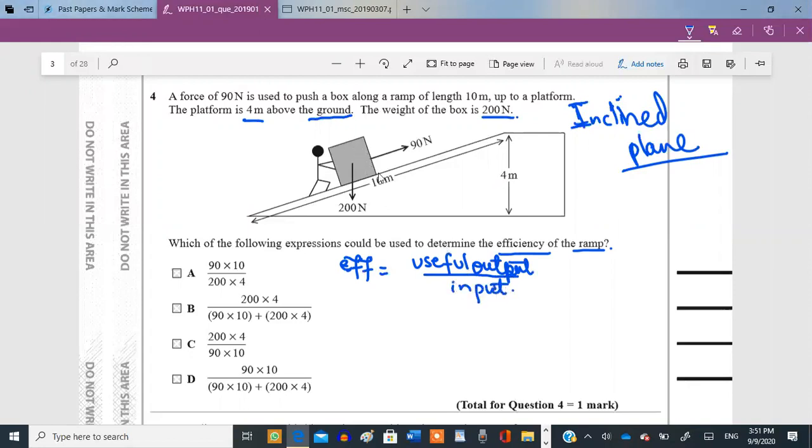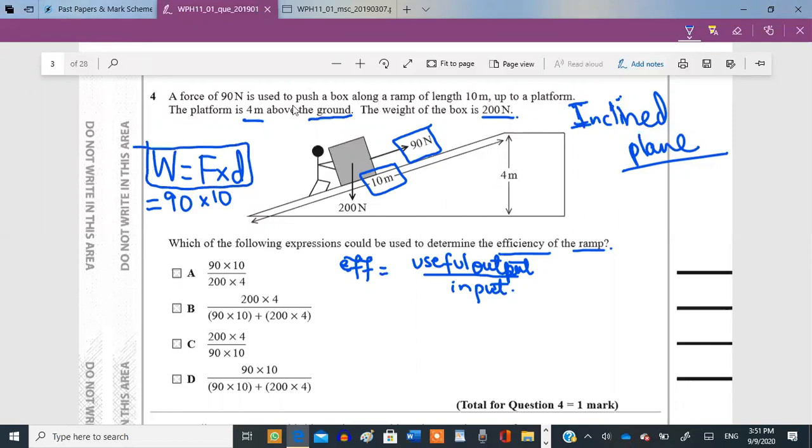The total input, the total work which is put into moving the block up the inclined plane, can be calculated if we simply multiply this force by this distance that it has traveled. So the total work done on this block is force into displacement, right? This is the basic formula for work. So it's going to be 90 into 10. And now, what is this work being converted into?